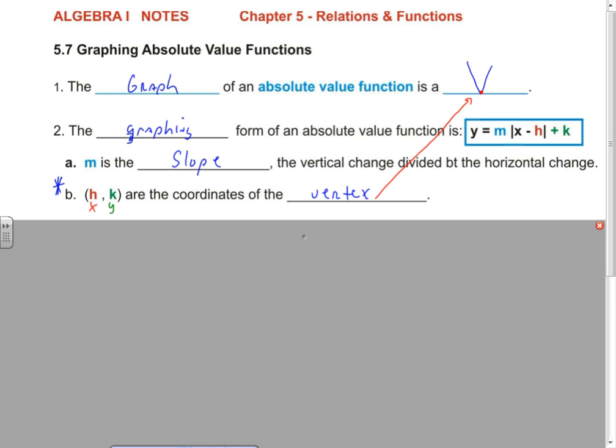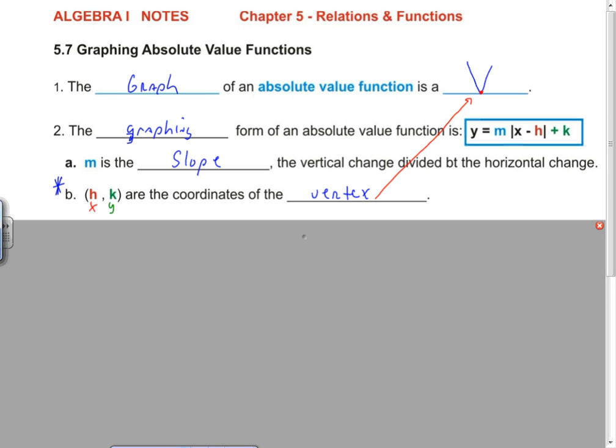Say, Mr. Scarfy, why didn't they make it h and v for horizontal and vertical? I don't know. It's them. Whoever they is, they always mess up. Probably because v is velocity and they didn't want to use v. I don't know. But they used h and k, and h and k is throughout all math.